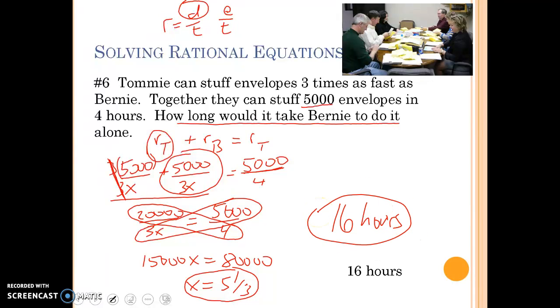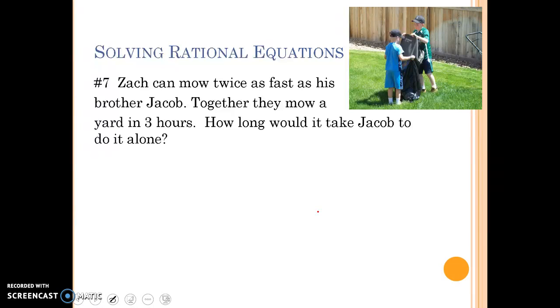All right, let's take a look at our final question here, number 7. Zach can mow twice as fast as his brother Jacob. Together they mow a yard in 3 hours. How long would it take Jacob to do it alone? So this is very similar to the last one. Again, we're dealing with rates. Rate is normally the distance divided by time, but in this case, it's the lawns. I'll say it's L divided by a certain amount of time.